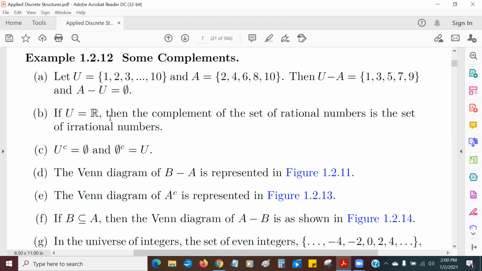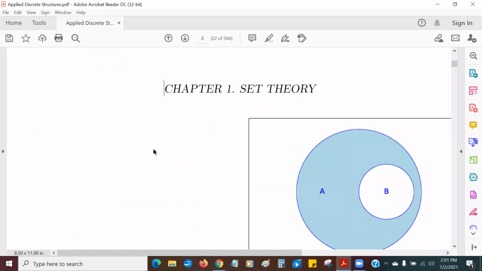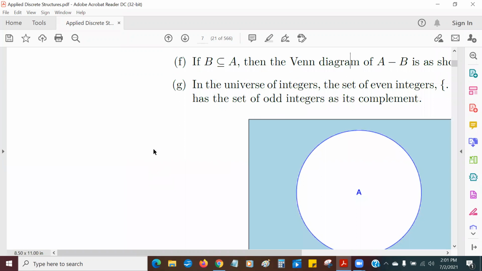Now, if U is equal to the set of real numbers, then the complement of the set of rational numbers is the set of irrational numbers. If I take the real numbers and get rid of all the rationals, I'm left with all the irrationals. As we mentioned, the rationals and the irrationals form a partition of the reals. The complement of the universe is the empty set, and the complement of the empty set is the universe. That's very Zen-like, but it's actually true, and makes sense mathematically.